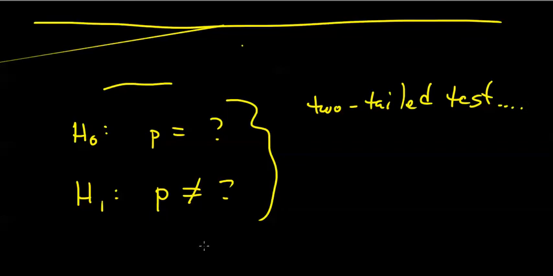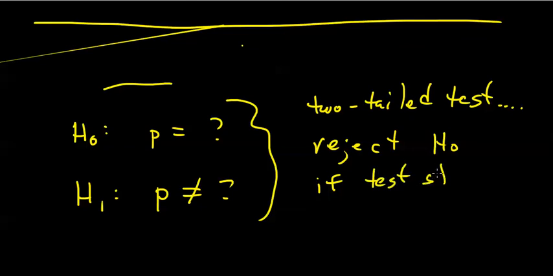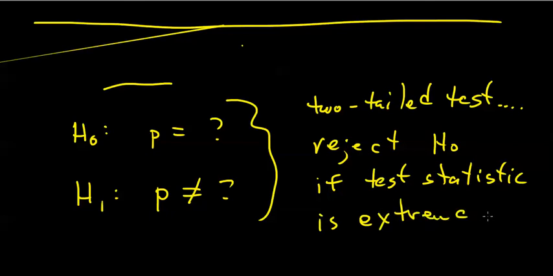And in this case, we will reject H0 if test data is extreme high or low. Let me write that down. We will reject H0 if the test statistic is extreme high or low.